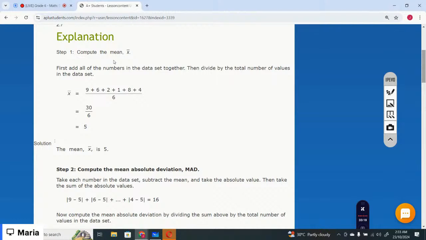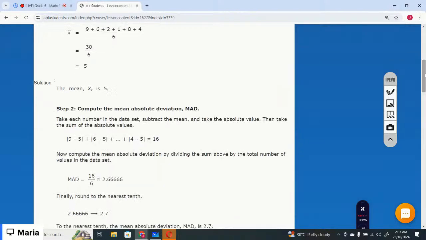Now you need to compute the mean absolute deviation. So how do you calculate it? You have to subtract the mean from each value in the data, right? Then take their absolute values, then add them all. When you add them all, the last thing is you need to divide by the number of values given. So you need to divide by 6. That is the mean absolute deviation. For the given example, that is 2.7.